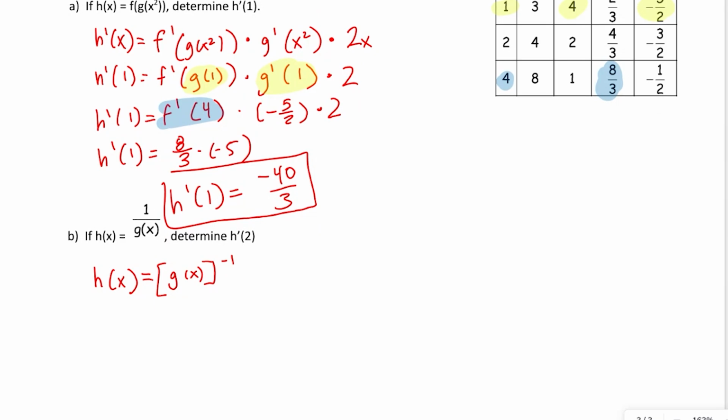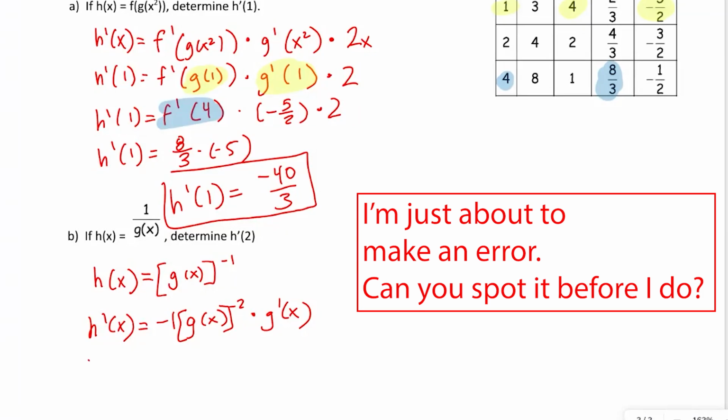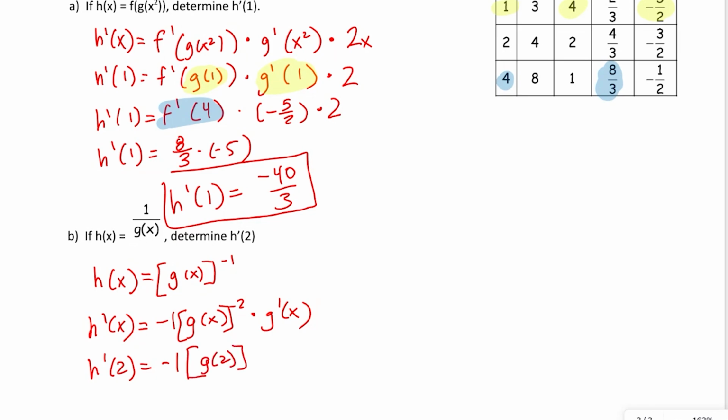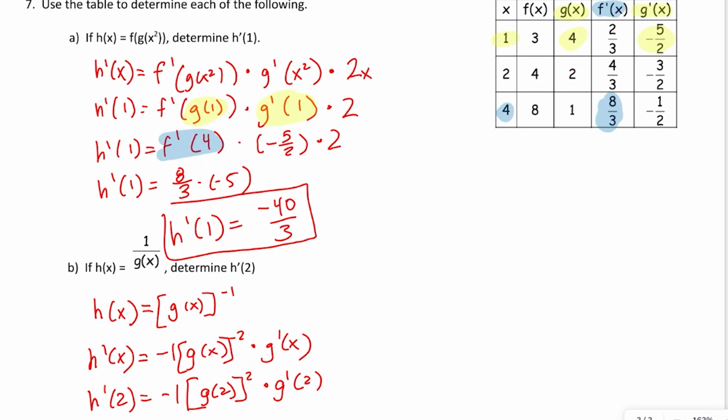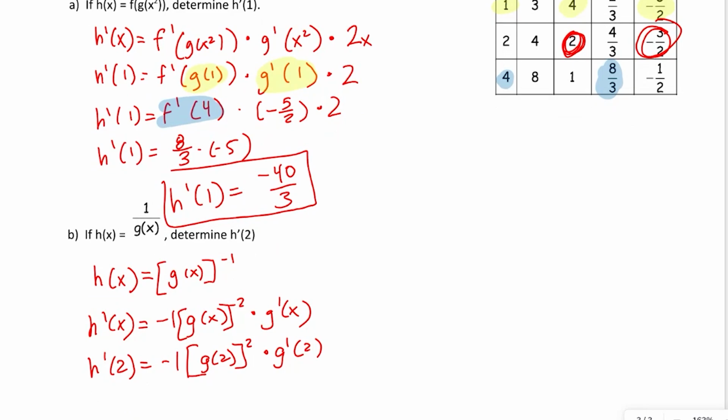What we really want to do is use the power and chain rule here for h prime. Using the power rule, I'm going to bring down that negative 1, g of x to the power of negative 2. And then using the chain rule, we're going to multiply that by g prime of x. So if I want to evaluate this at 2, to find the instantaneous rate of change, we have negative 1 times g of 2 squared times g prime of 2. So let's go look at our table: g of 2 is 2, and g prime of 2 is negative 3/2.